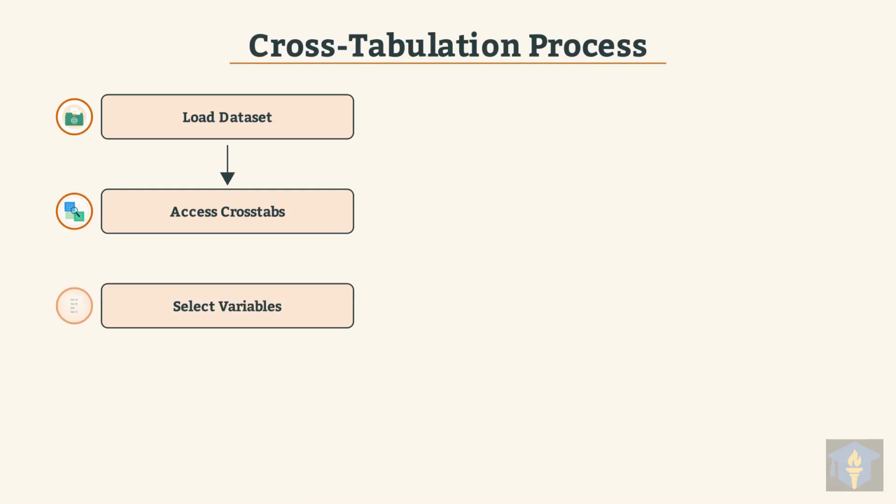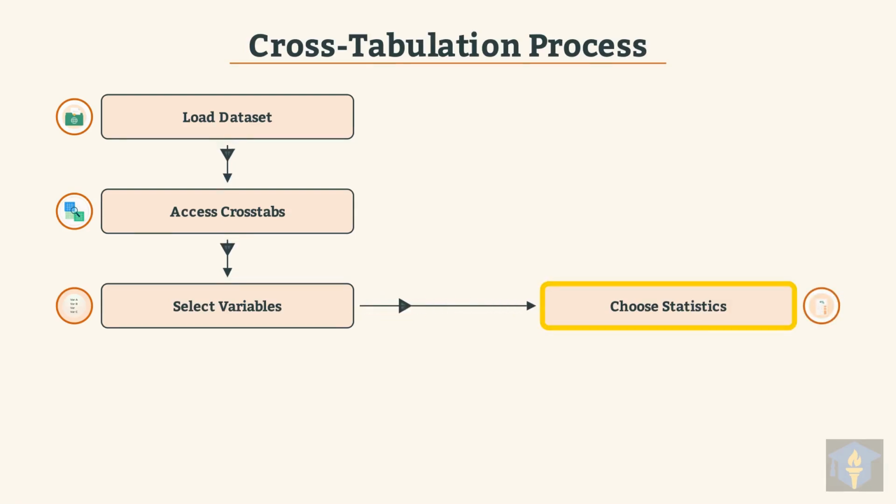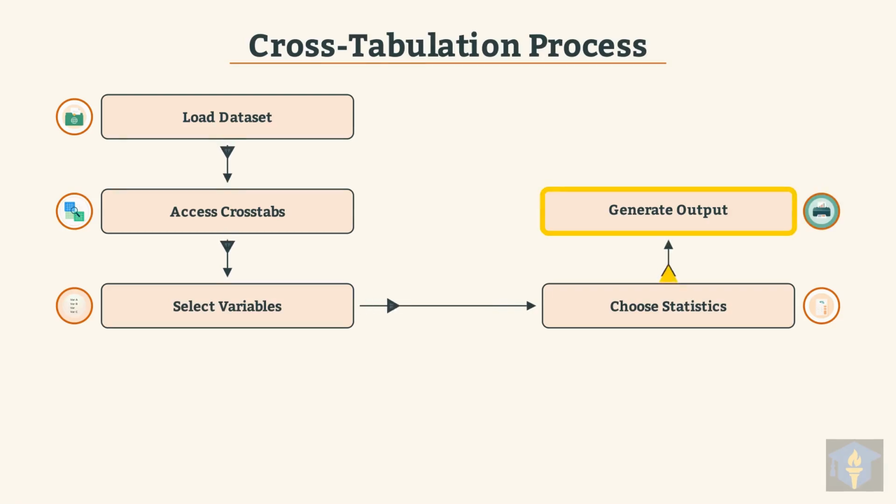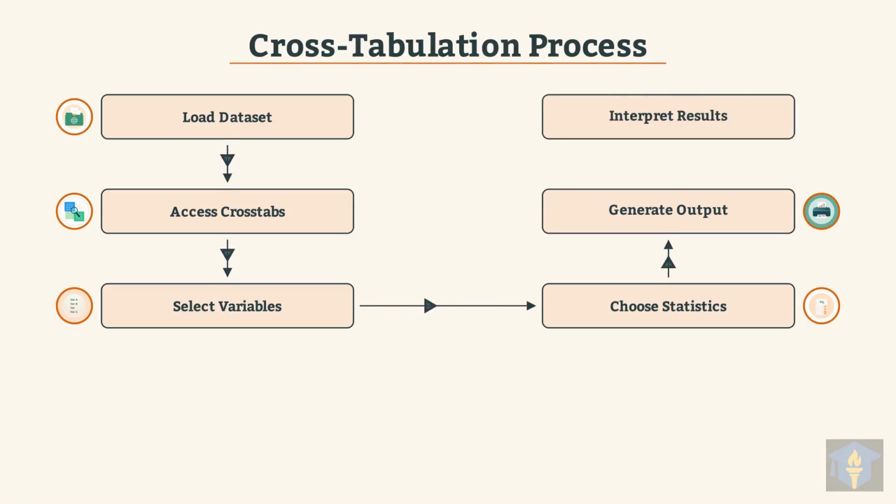Here, you will select the categorical variables you wish to analyze, typically placing one in rows and another in columns. Then, click on the Statistics button to choose relevant options like chi-square or other association measures for your analysis. After selecting your variables and statistics, click OK to generate the cross-tabulation table in the Output viewer. Finally, carefully interpret the percentages and statistical tests to understand the relationships between your chosen variables.